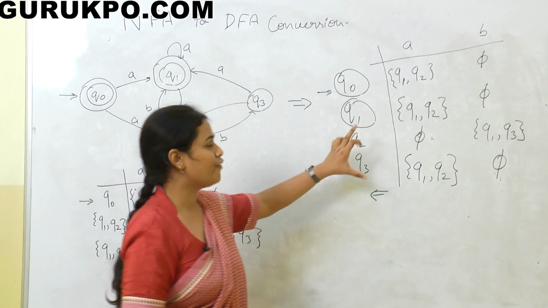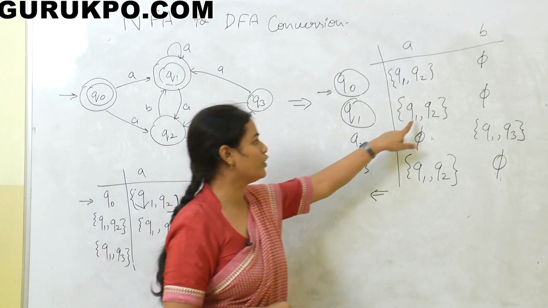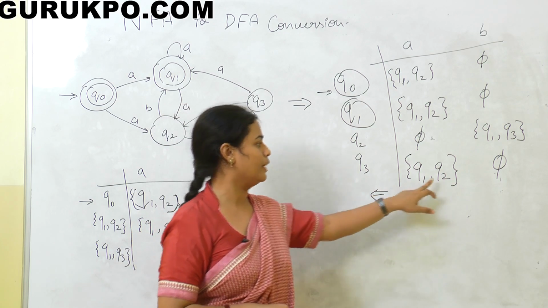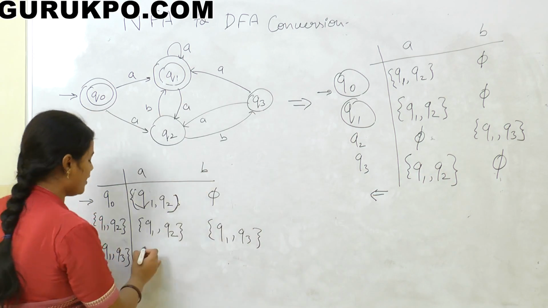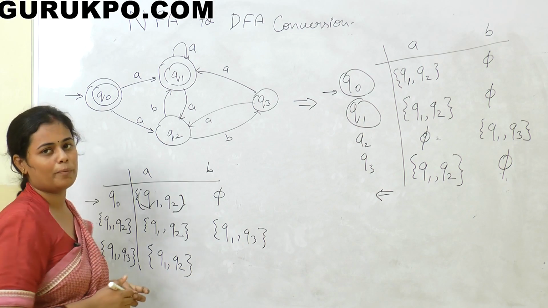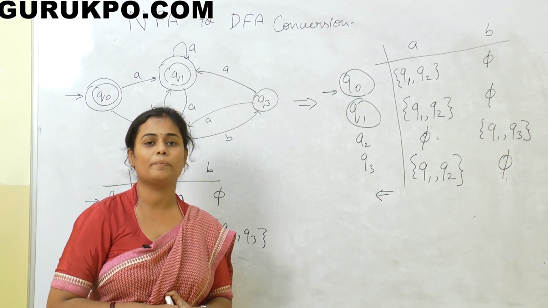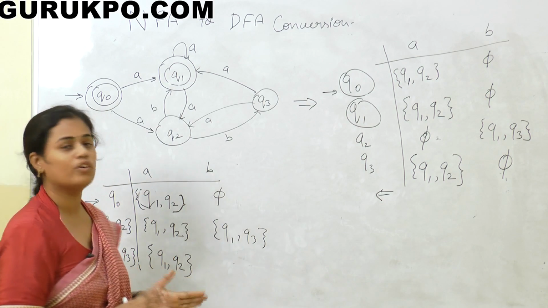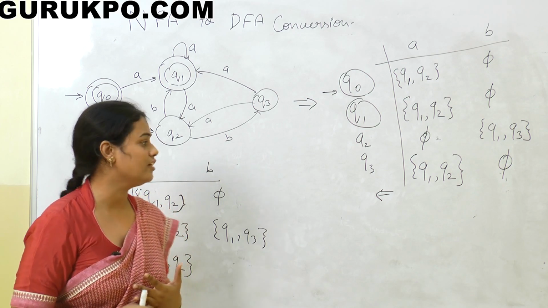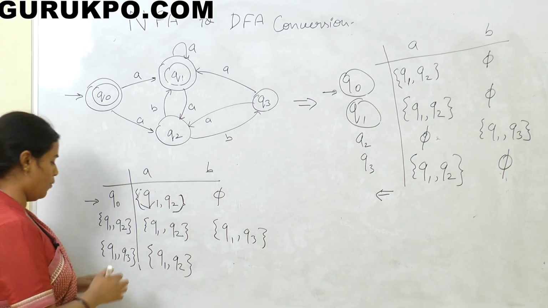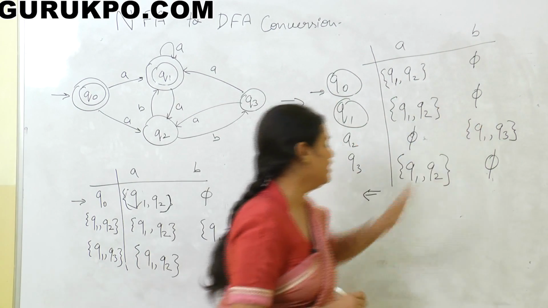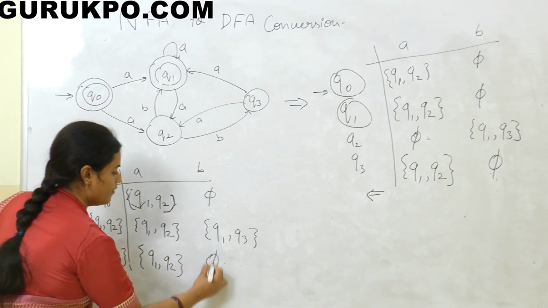For input A, at Q1 I am getting Q1, Q2. Similarly at input A for the Q3 state, I am getting Q1 comma Q2. Then I will write here Q1 comma Q2. As we all know, in a union operation the elements of sets are not repeated. That is why we are only writing Q1 comma Q2, not Q1 Q2 and Q1 Q2. We can't include repetition of any element. Now at B, I am making a union of this and null, so there will be a null here.